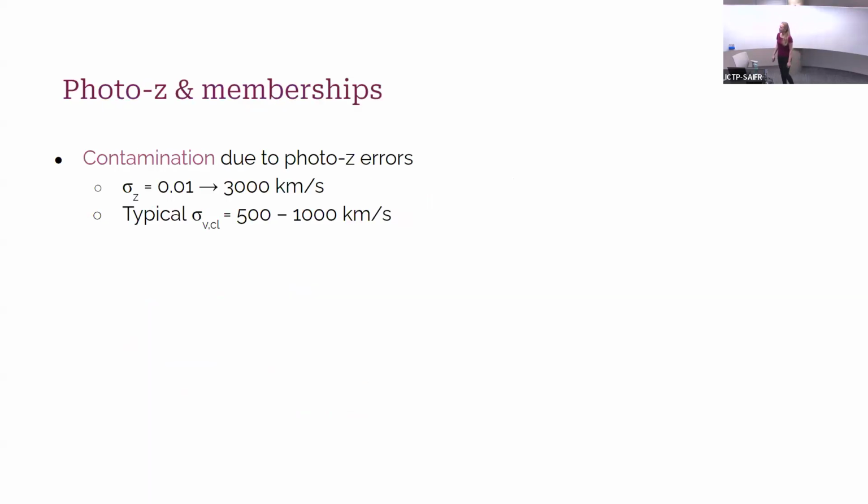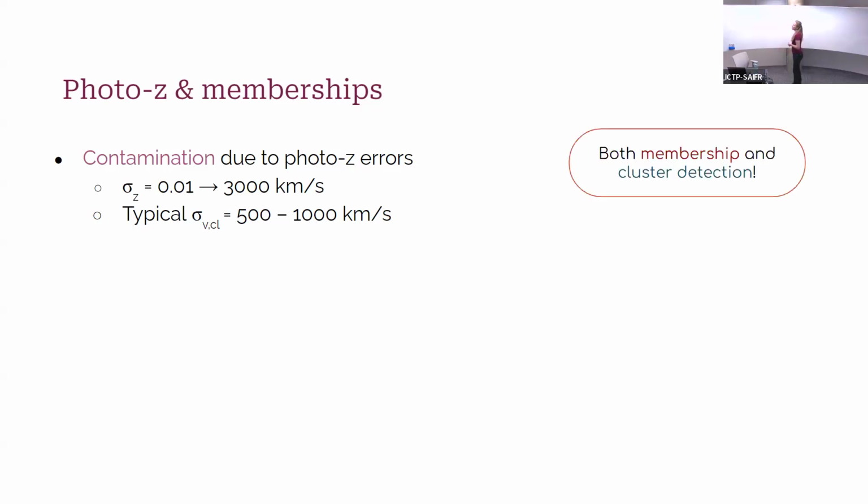But as every method has its problems, when we're talking about the photometric information, we need to deal with these photometric errors. A typical error of around 0.01 corresponds to 3,000 kilometers per second, which is 3 to 6 times the velocity dispersion of a cluster. So this means that we will have contamination by galaxies along the line of sight, that will probably lead to a cluster which is not actually bound by gravity, but appears so because of this effect of cosmic projection.